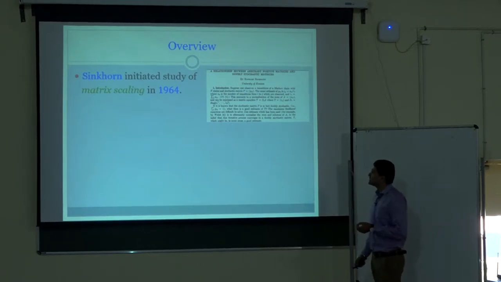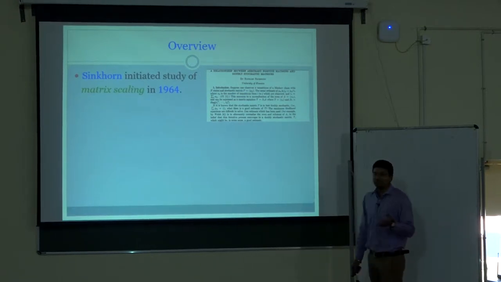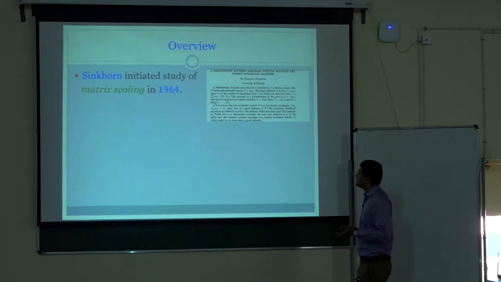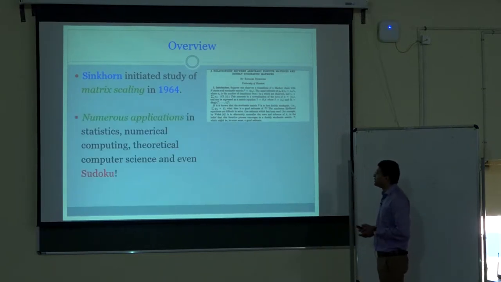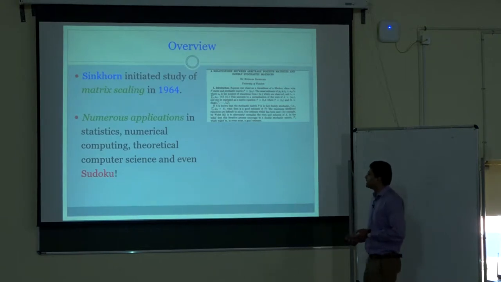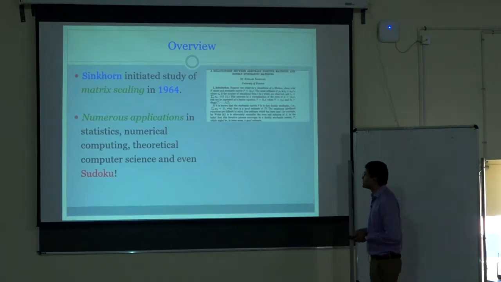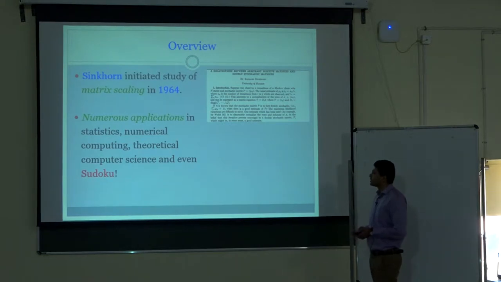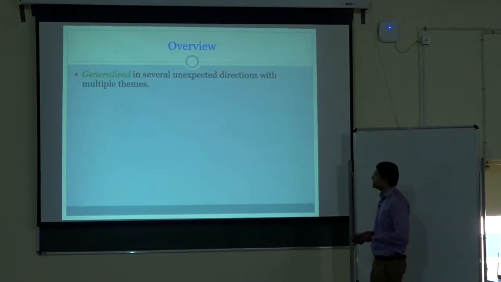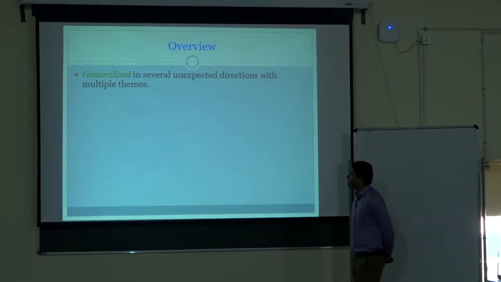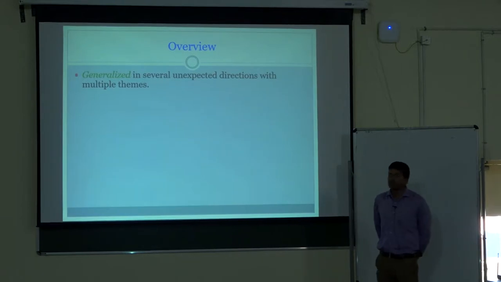So the simplest scaling problem is called matrix scaling. This was initiated by Sinkhorn in 1964, and it has found plenty of applications in various areas such as statistics, numerical computing, theoretical computer science, and even solving Sudoku. And in the past decade or so, this has been generalized in several unexpected directions.